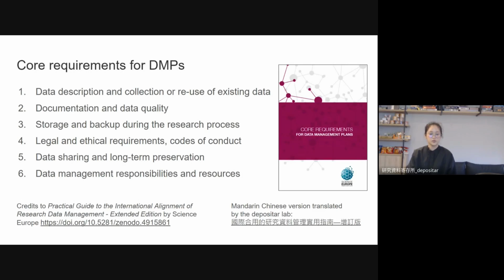Here are the 6 core requirements for data management plans from the Practical Guide to the International Alignment of Research Data Management. This was developed by Science Europe, an independent association that represents national research organizations across Europe. So in this guide, they categorize 6 core requirements for a DMP, shown on the slide. And I won't read them one by one, but we will look at them in a demo video together.